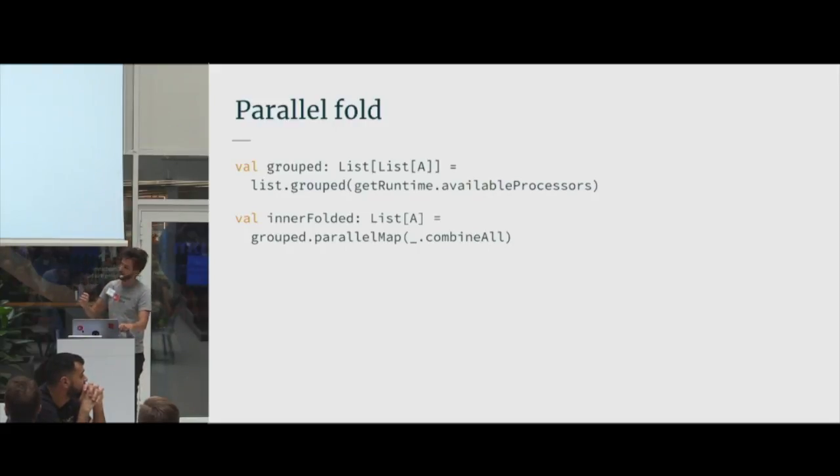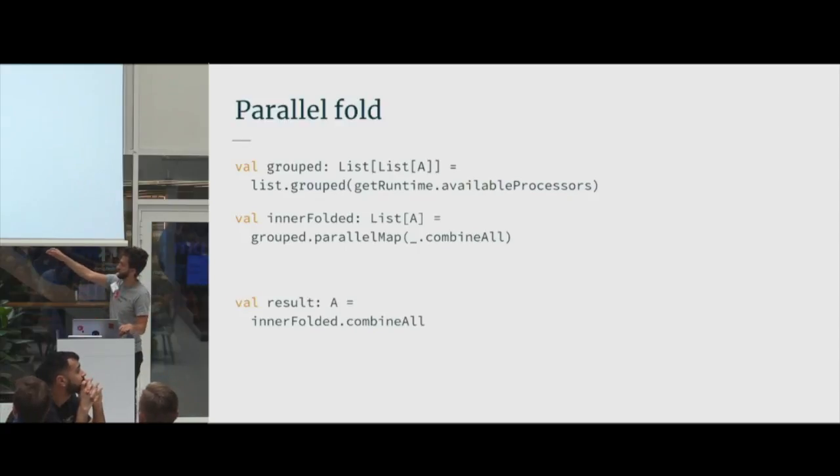Then we can use this parallel map function that will map all of these things in parallel, so it's just like map, just in parallel. Inside there, we can just use this combine all function we saw earlier. And then at the end, we'll just call combine all on that inner folded result to get back an A. Now we've completely folded our data structure in parallel and got back an A.